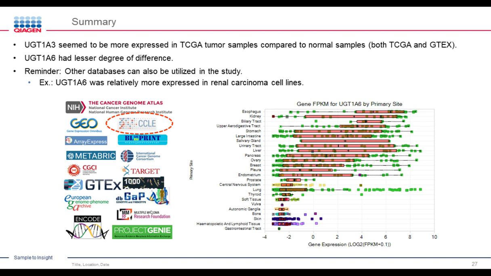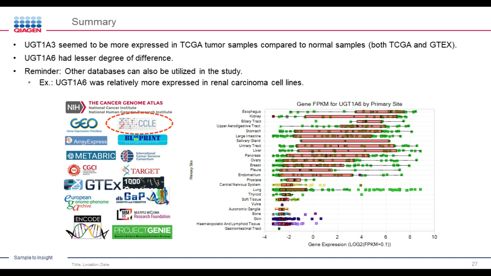So the summary so far is we looked at two markers, UGT1A3 and UGT1A6. We looked at these two markers because according to the non-responder versus responder study, these markers are more prevalent in non-responders. And another thing we noticed is for UGT1A6, there was less difference. For UGT1A3, there was more difference when we compared between tumor and normal. Nevertheless, when you compare across different tumors, UGT1A markers are expressed more in renal cell carcinoma compared to other tumors.